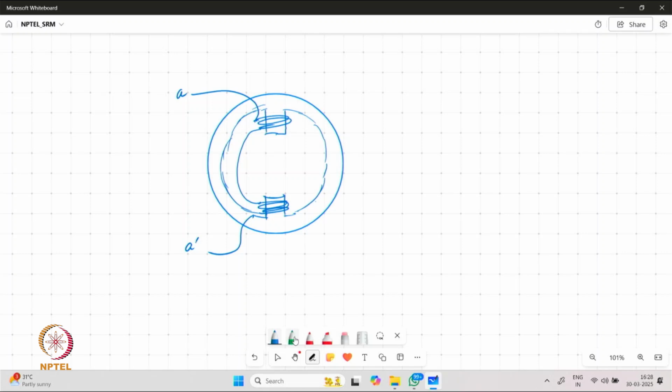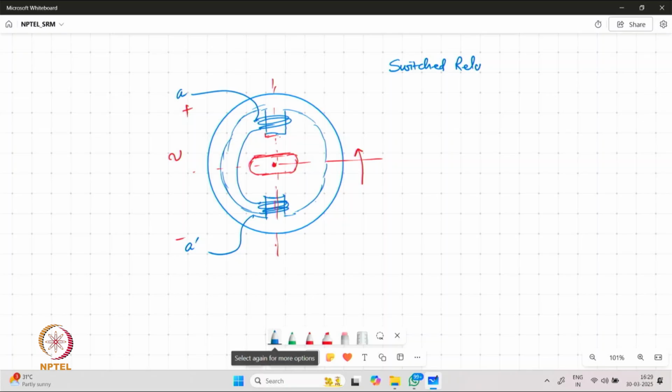Now there could be a rotating part in the system which is hinged in the middle, and it is free to rotate about this hinged point. So once again, if we provide the excitation, the rotating part will have tendency to move and get aligned towards the projections on the stator, projections on the outer structure. So this is a very primitive structure of what is called a switched reluctance motor.